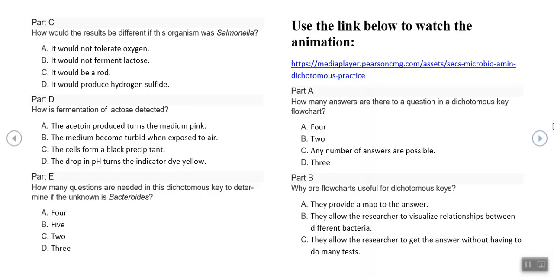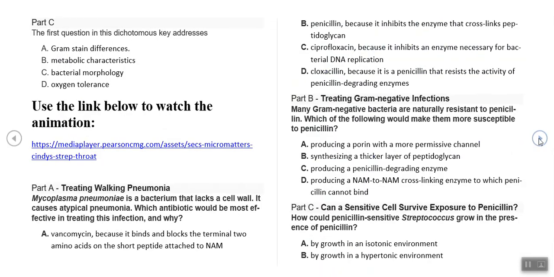And then part C, the first question the dichotomous key addresses: gram stain differences. So A, we want to know, does it gram stain? By being able to see what it gram stains, that helps us to very quickly determine which way we're going to go down the key.